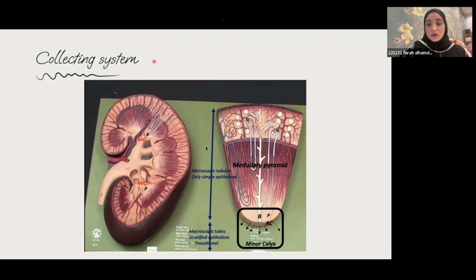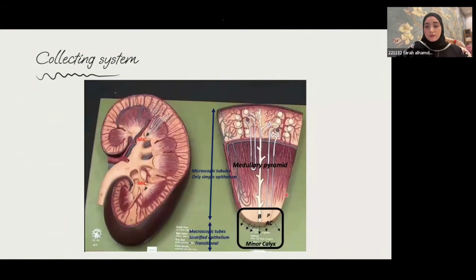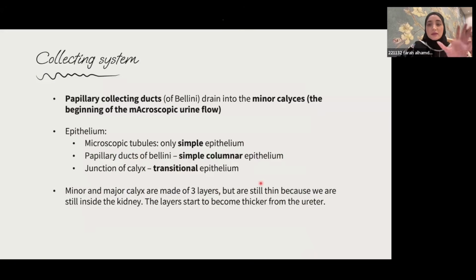Someone asked a question: are the medullary collecting ducts and papillary collecting ducts a continuation from the cortical collecting duct? Yes, this is the cortical collecting duct, basically. It just continues, so we just name it differently based on the location, okay? These are the collecting ducts here, but then they merge into the papillary collecting duct, okay? The cortical and the medullary, they merge into the papillary.